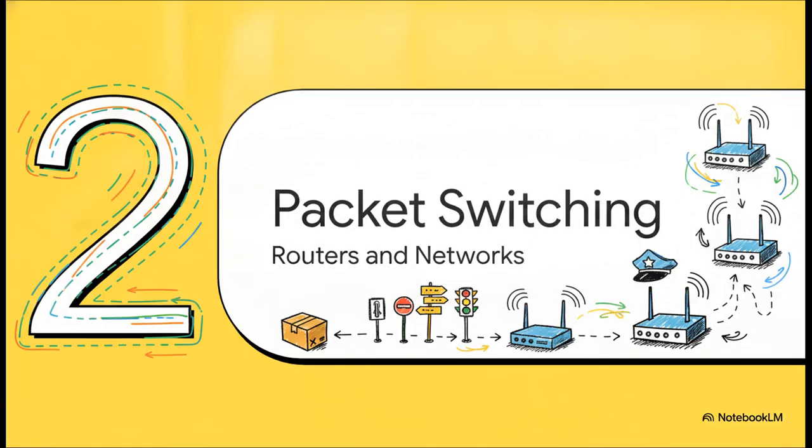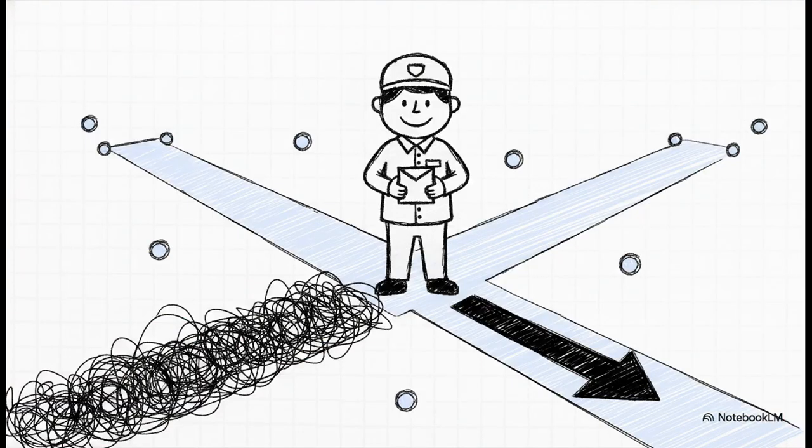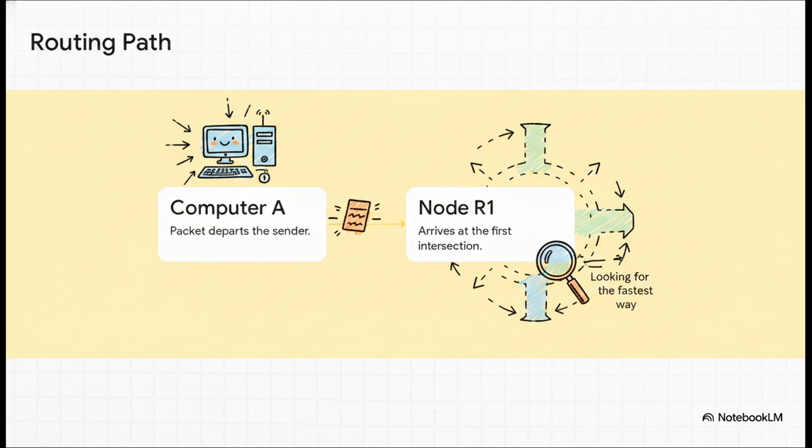Moving on to section 2, routers and packet switching. So our packet is boxed up. Now think of a router as a highly caffeinated postal worker, sorting mail at an intersection, deciding exactly where your package needs to go based on real-time traffic. The internet isn't just one straight wire. It's a massive web of intersections called nodes. When a packet arrives, the router checks that destination IP in the header and independently calculates the absolute shortest, least congested path forward. Let's actually see this in action.